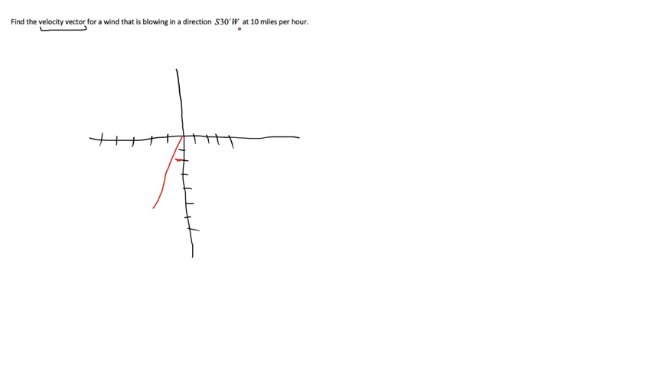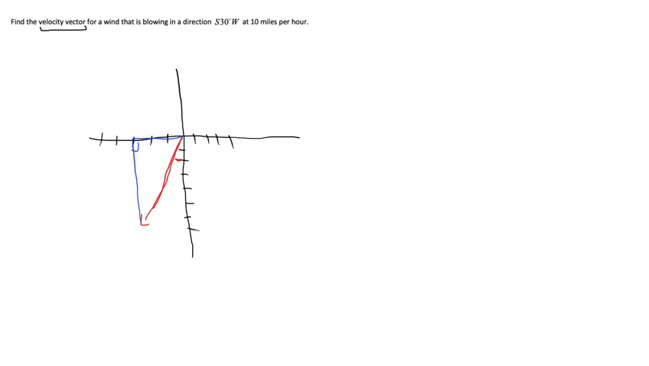And the wind is 10 miles per hour. That's this guy. The length, or the magnitude, of this vector is going to be 10. So what is this question asking? The question is asking us to find the components. We're going to find the horizontal component and the vertical component here. How are we going to do that? Well, we'll just use a little bit of a trick.